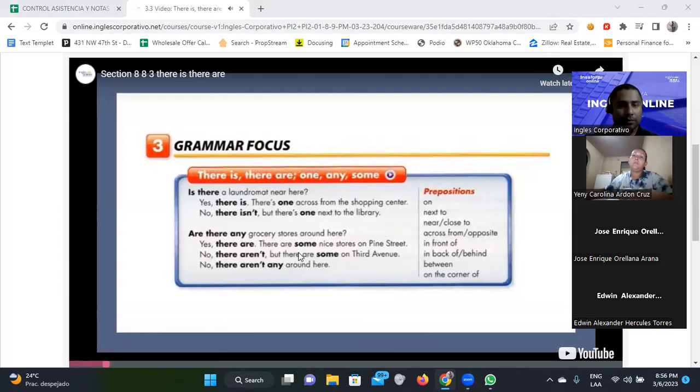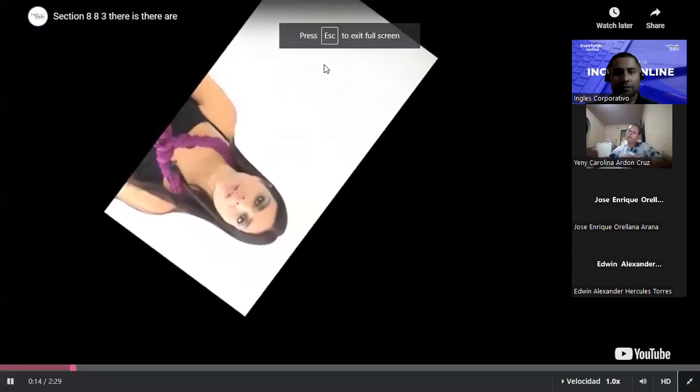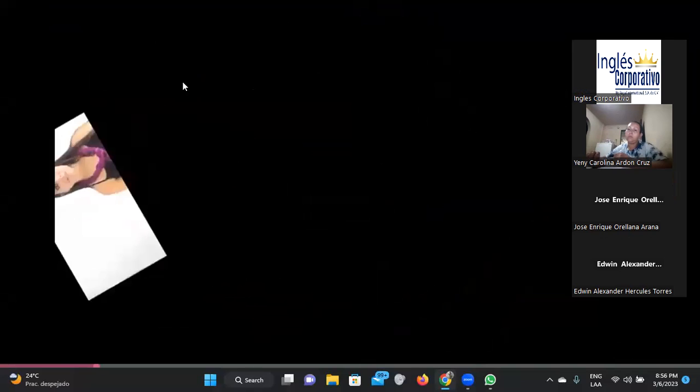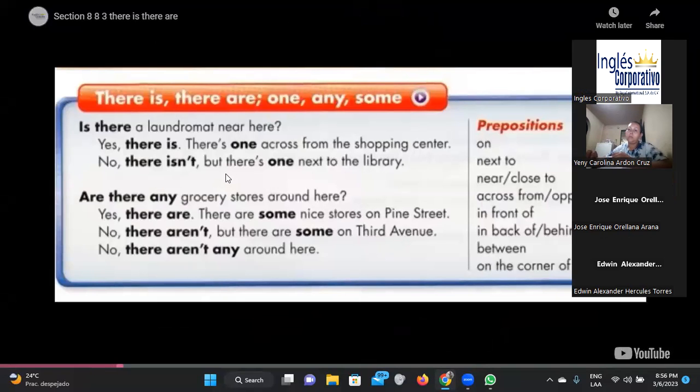Go over prepositions of place, which will help us give directions. In this session, participants will learn how to ask and answer questions with there is, there are, one, any, and some. There is, there are, one, any, some. Is there a laundromat near here? Yes, there is. There's one across from the shopping center. No, there isn't, but there's one next to the library. Are there any grocery stores around here? Yes, there are. There are some nice stores on Pine Street. No, there aren't, but there are some on 3rd Avenue. No, there aren't any around here.